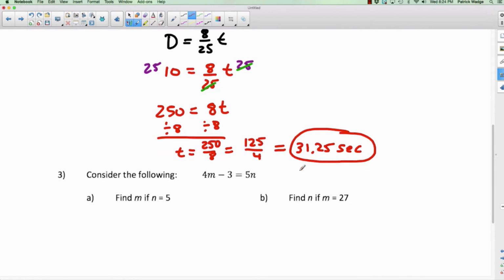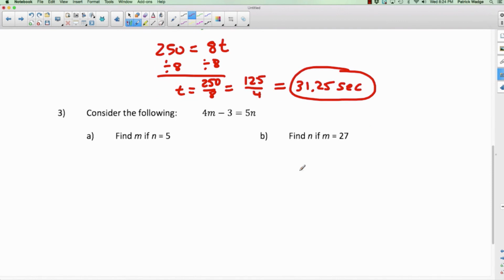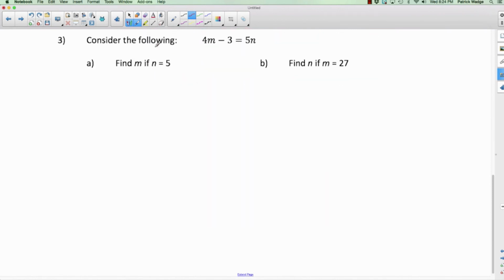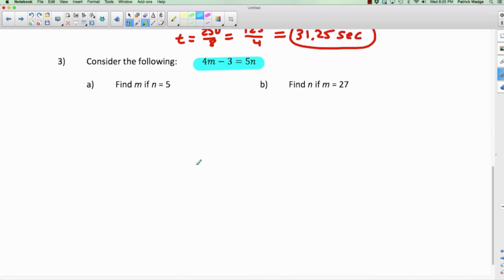Okay, last question. There's a question like this on your workbook assignment as well. They just give you a little equation here, and then they tell you one of the letters, and you have to figure the other one out. All right, so for this equation right here, if they tell you that n is equal to 5, and then they ask you to find m, well, you're just going to plug that 5 into the n right there. So you'll have 4m, we don't know m yet, that's what the question is, minus 3 equals 5 times, and we're putting 5 right in the n, so we have another 5 there, 5 times 5.